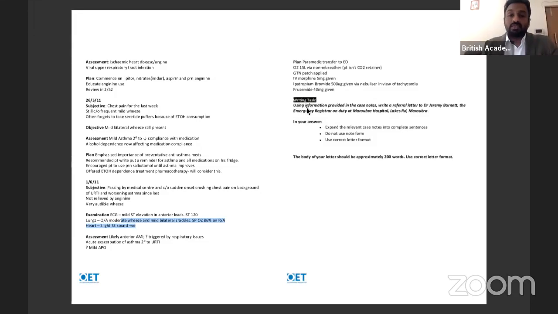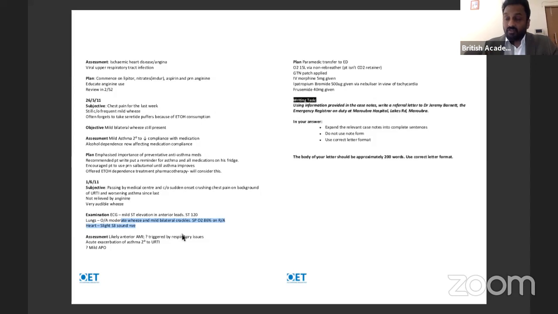Your writing task says, using information provided in the case note, write a referral letter to Dr. Jeremy Barnett, who is our target reader, the emergency registrar, physician on duty at Maribor Hospital, Lakes Road, Maribor. So what we need is further assessment from this emergency department because the patient has come to you with sudden onset of chest pain. That's the reason we need the further assessment and management.